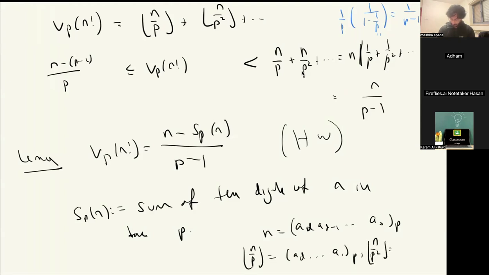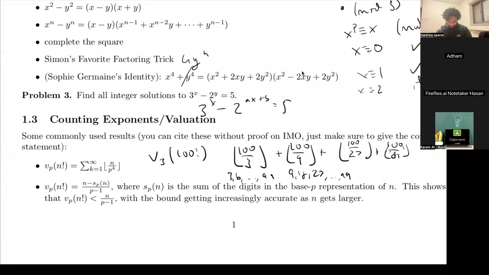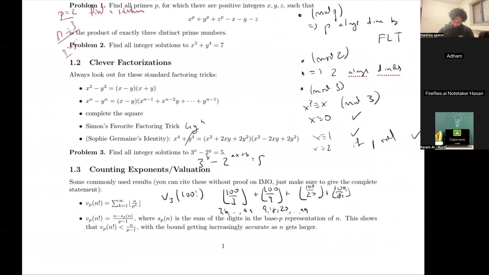Yes. Okay. And so if you just play around with this, you'll understand how to prove this formula. It's not hard. So any questions about that? Okay, so that's the explanation of these two formulas.